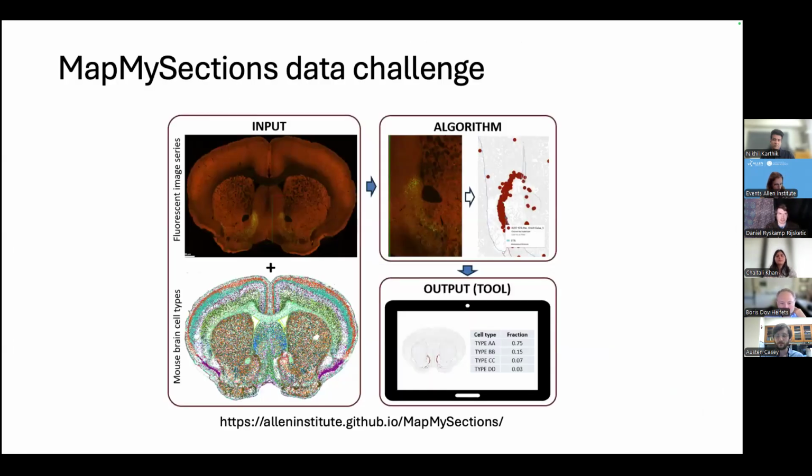And so now I'll transition into our approach for the Map My Data Challenge. So, if you identify a hotspot in the brain, how do you use the spatial transcriptomics data to basically characterize what cell types are present there, and then spit out the proportions of each cell type that are present within that region.